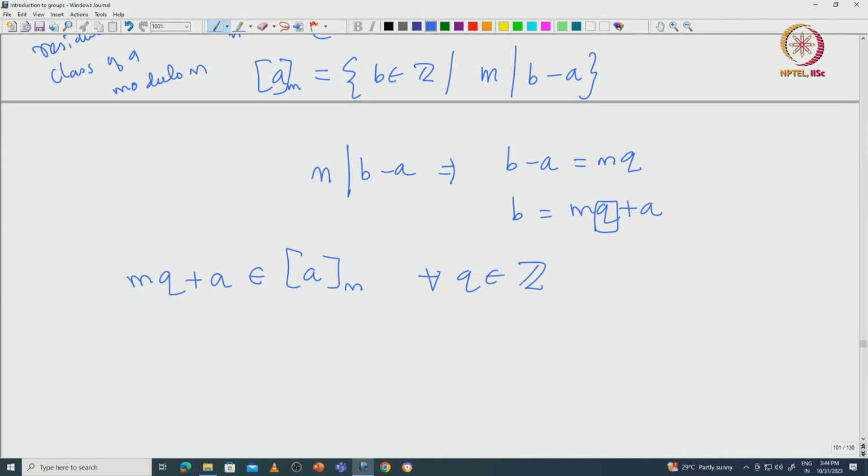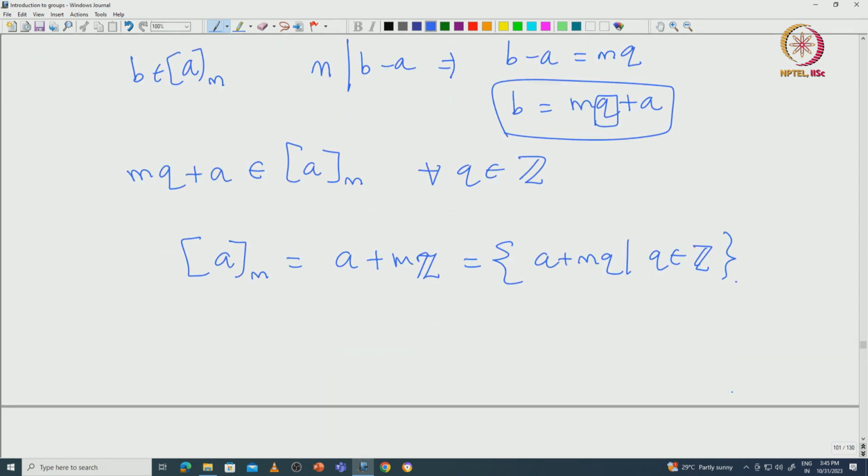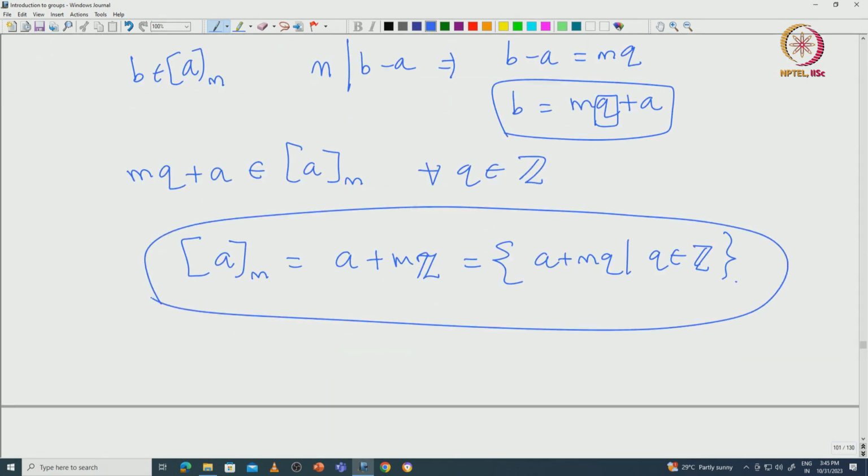and given any b inside this residue class, it should look like this. So that forces this residue class to be of the form a plus mz, or otherwise a plus mq where q is in the integers. Now, this is the residue class associated with a.